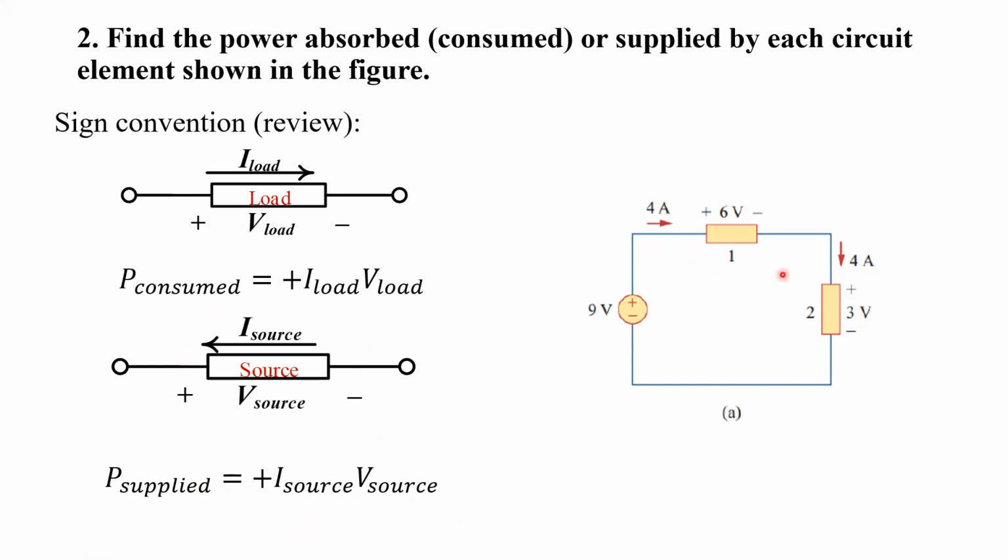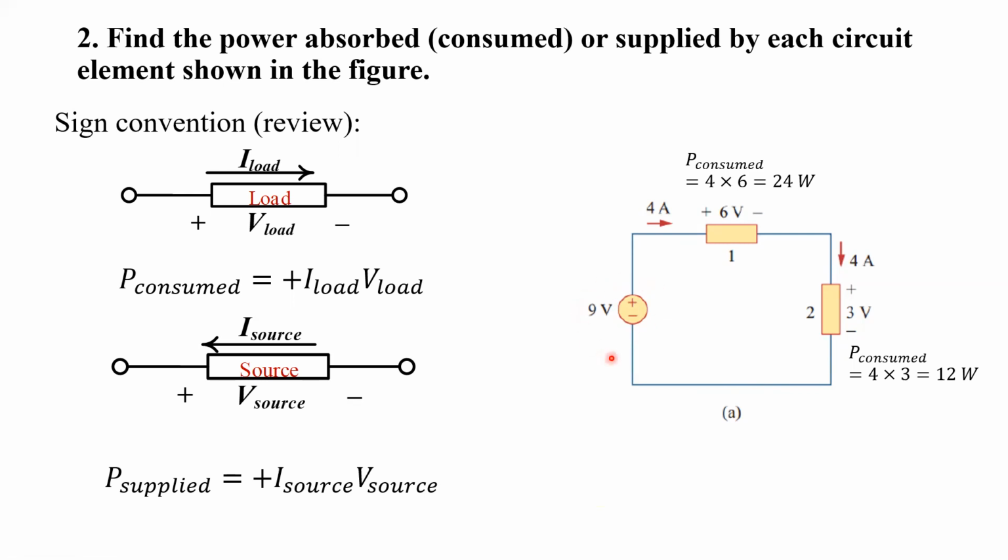Let's start with this element. In this element, we can see that current 4 ampere is flowing from positive terminal to the negative terminal of this element, right? It's similar to this case. So this element is consuming power, and its power consumed will be equal to I into V, 6 into 4, 24. So power consumed by this element is 24 watts. Let's see this element. In this element also, we can see that current is flowing from positive terminal to the negative terminal, so it is also consuming power. So power consumed equals 4 into 3 equals 12 watt.